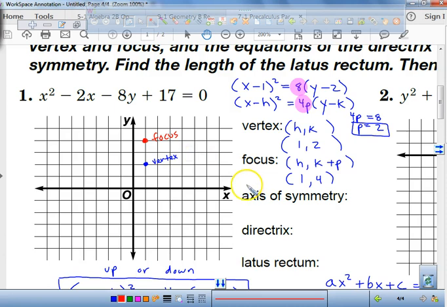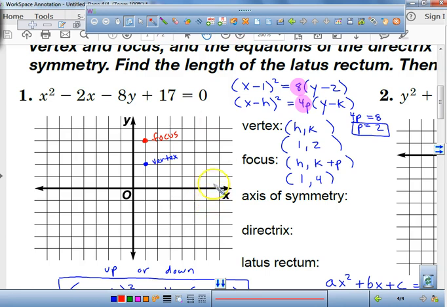Now, did I tell you guys something about the distance between the vertex and the focus? That's going to be the same distance as from the vertex to what's called the directrix. Okay? So, I wonder what my directrix will be. We'll find out.